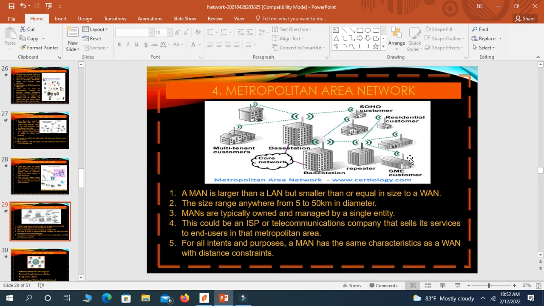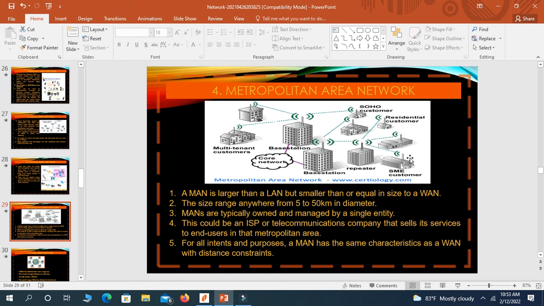Next up we have the metropolitan area network. A MAN is larger than a LAN but smaller than or equal in size to a WAN. The size ranges anywhere from 5 to 15 kilometers in diameter. So this is what you need to keep in mind: 5 to 15 kilometers in diameter.